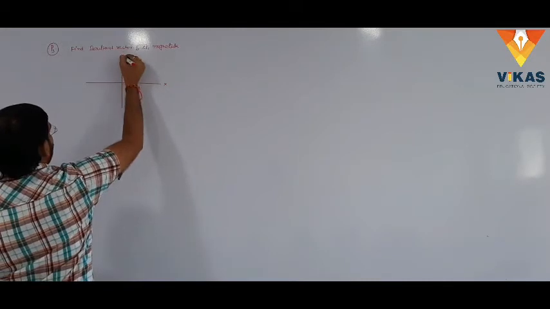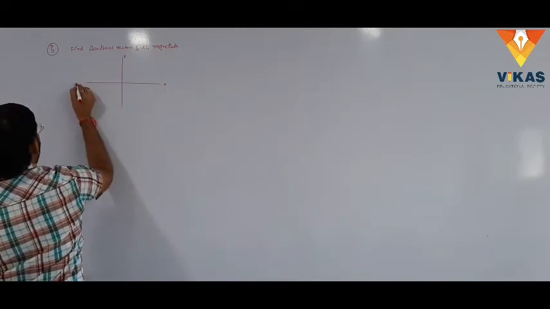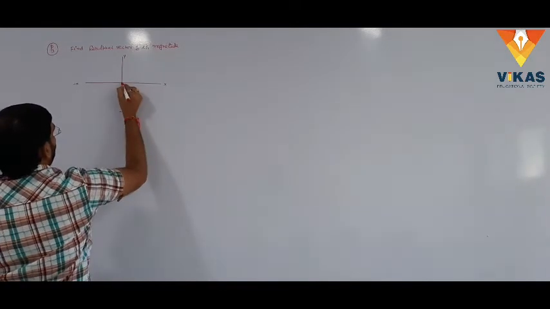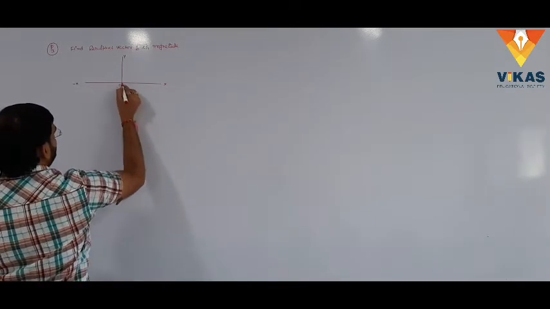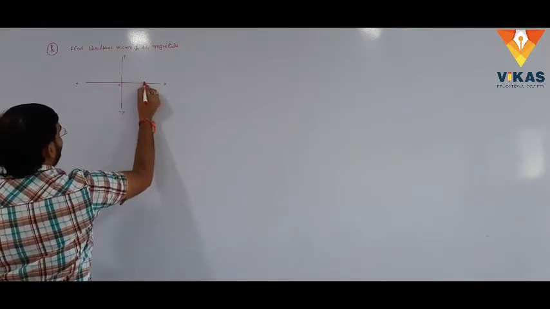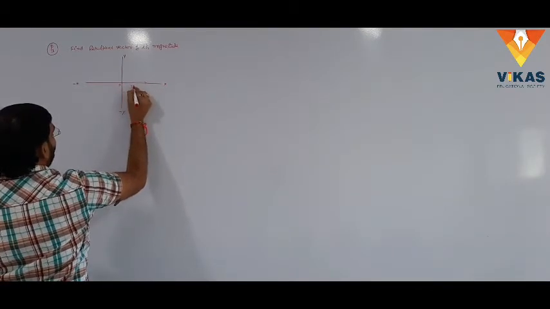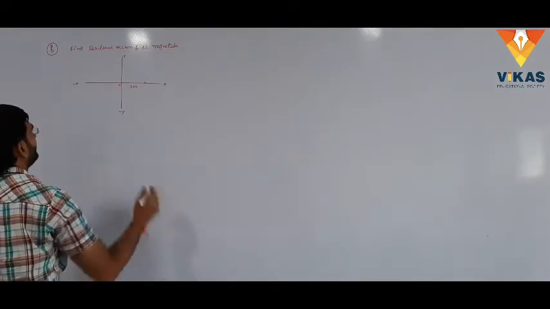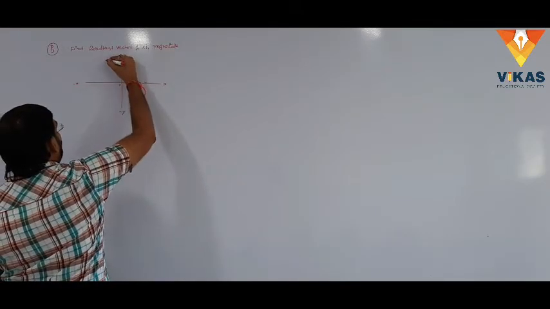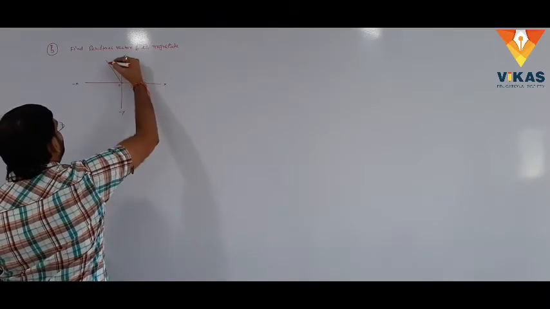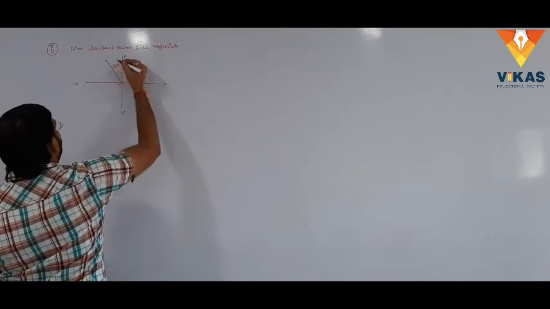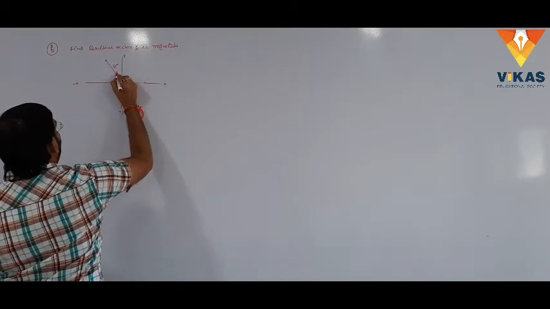This is x axis, this is y, this is minus x, this is minus y. This is origin O. One vector is there, of length 3 centimeters along x axis. One more vector is there, of length root 2 meters, which makes an angle of 45 degrees with y axis.